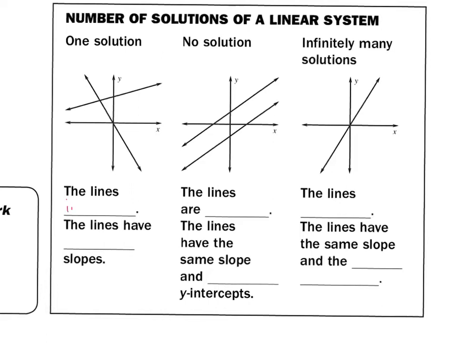The lines intersect. The lines have different slopes. So as long as the slopes are different, they will cross somewhere. It is no solution if they are parallel, meaning they have the same slope, but they'll have different y-intercepts. And finally, infinitely many solutions if the lines coincide. They have the same slope and the same y-intercept.